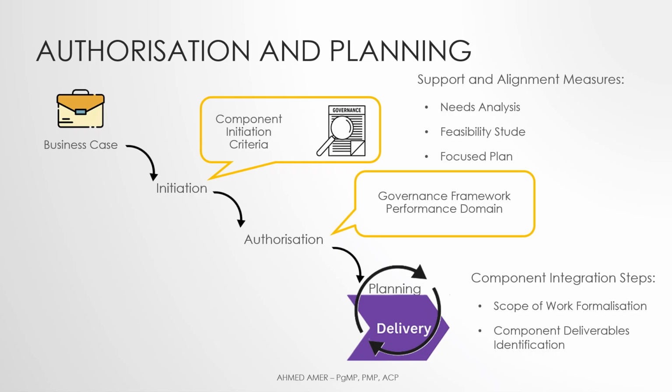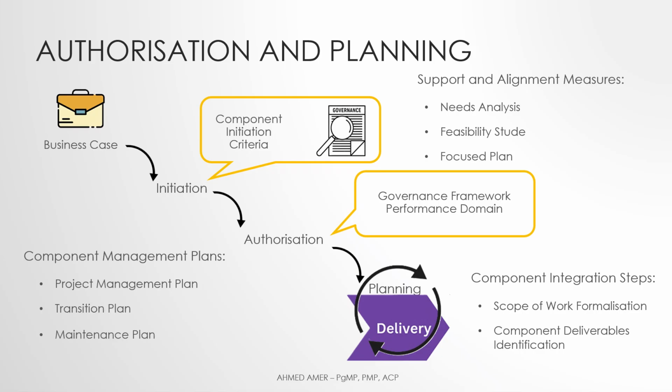benefits. Depending on the scoped work of the component, corresponding management plans will be developed. These can be a project management plan, or transition plan, or maintenance plan, or other types of plans. As mentioned a few slides back, the program management plan should incorporate the appropriate information from each component plan. The program management plan includes information used by the program to help manage and oversee the overall program's progress.